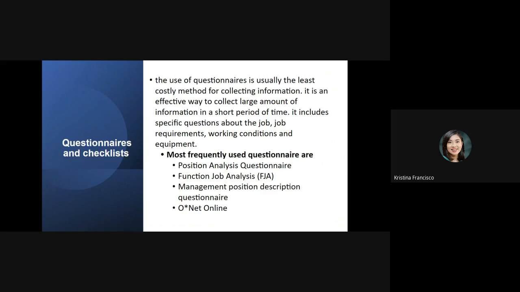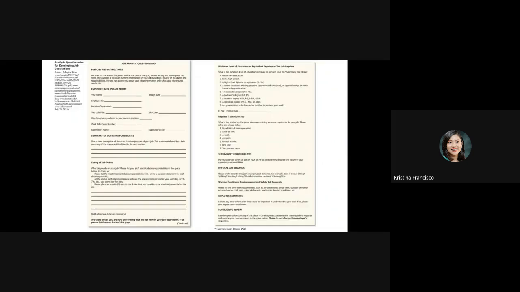So, there are many possible questionnaires that are used pertaining to this. We have here the Position Analysis Questionnaire, the Functional Job Analysis, the Management Position Description Questionnaire, and O*NET Online. These are examples of questionnaires.